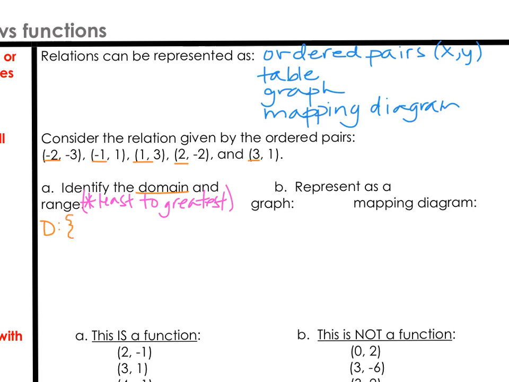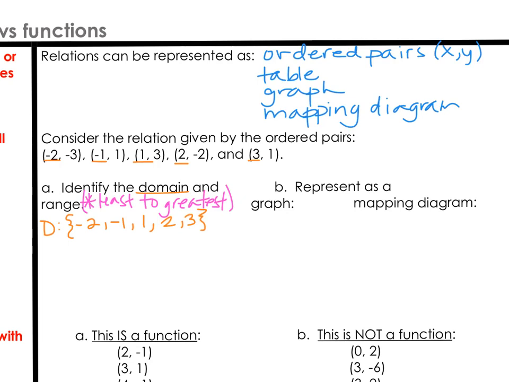I use a brace, and if you just want to draw a little squiggle line, if a brace is not easy for you to create, totally okay. From least to greatest, we have -2, -1, 1, 2, and 3. Those are all the possible input values we see in our ordered pair set.